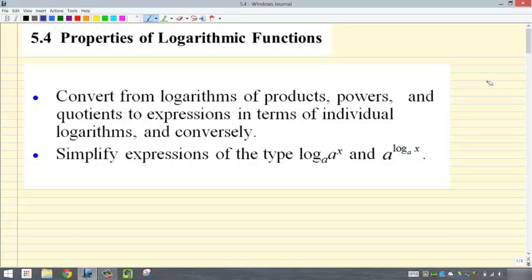5.4 is properties of logarithmic functions, and we're going to do these two things. We're going to convert logarithms, products, powers, and quotients into an individual log. All these words mean take a single log and rewrite it as multiple logs, and then take multiple logs and rewrite them as a single log. So we're going to be doing some simplification. And then the second part is simplify the expressions log base a of a to the x and a to the log base a of x. These are the two objectives that we want to take care of today.